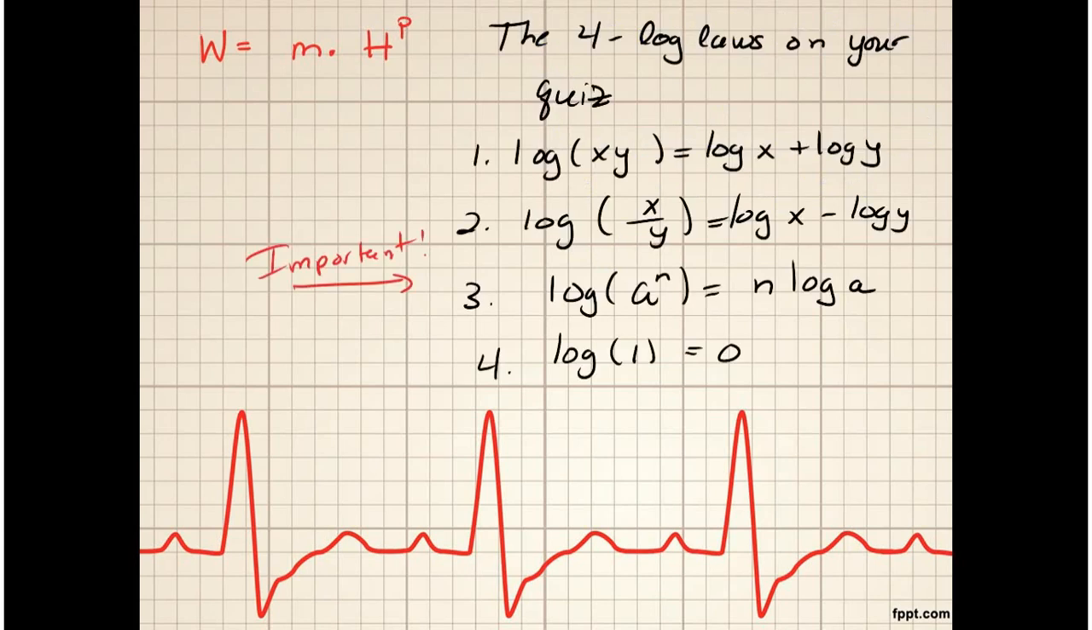The 4 log laws on your quiz are that the log of x times y is the log of x plus log of y. Second one is log of x divided by y is log of x minus log of y. The third one is log of a to the n is n log a. That's the important one. I'll show you in a second why. And finally, that log of 1 is always 0, no matter what the base is.